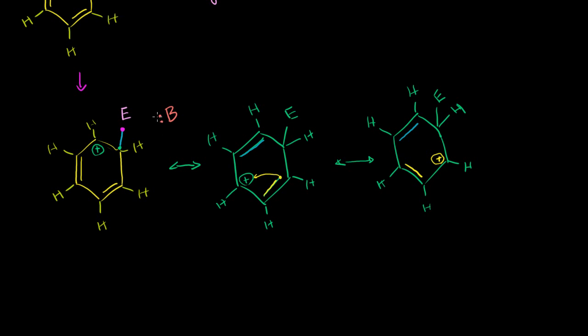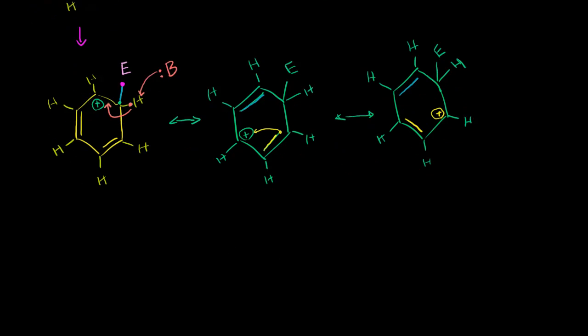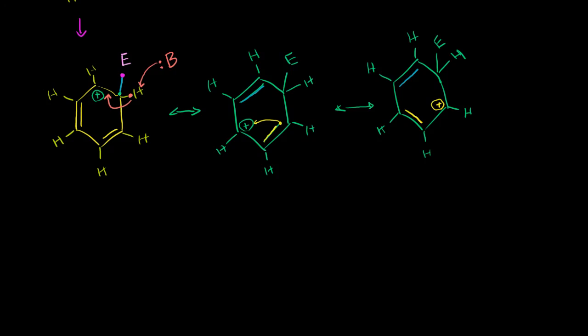So if this base nabs a proton, just the hydrogen nucleus, then the electron that the hydrogen had, let me do that in a different color, could then be returned to this carbon right there. Maybe that makes it a little confusing when I cross lines. So what would it look like after that? After that, it would look like this.